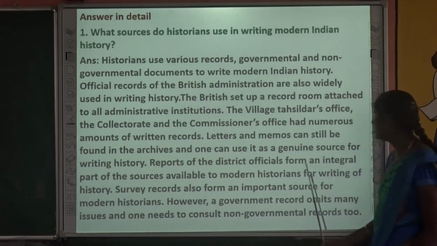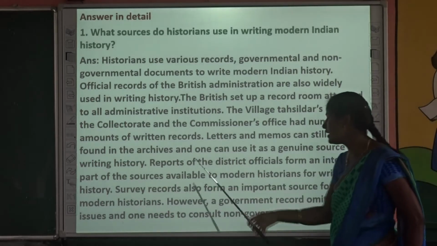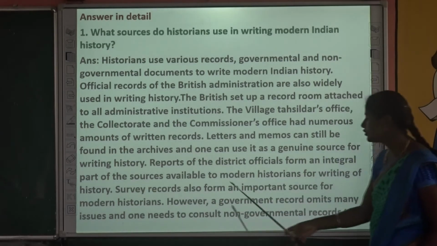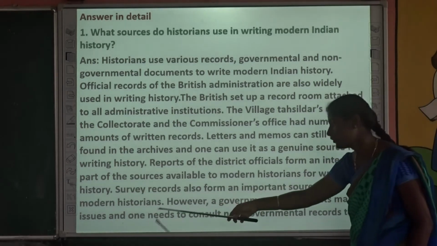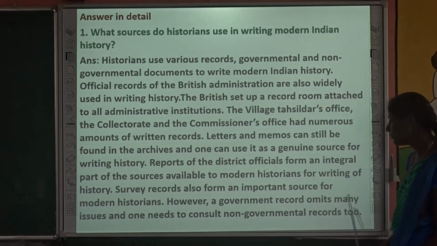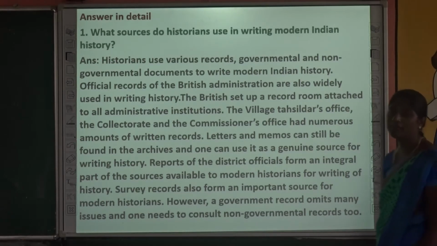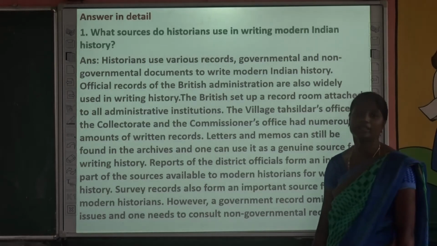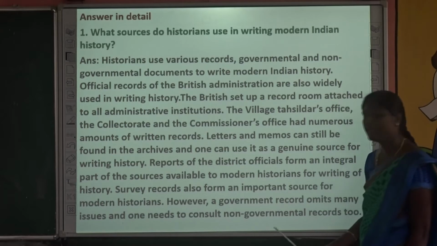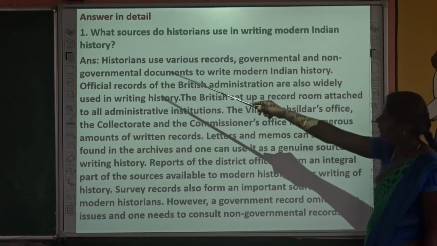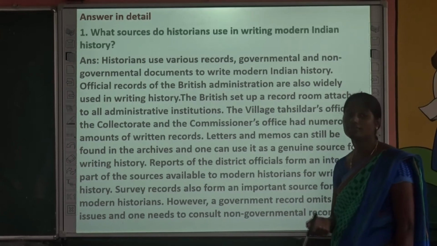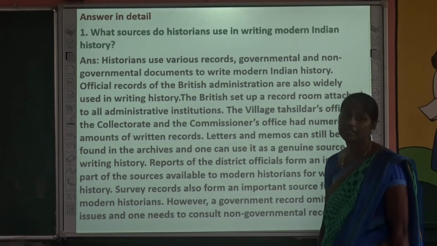Reports of the district officials form an integral part of the sources available to modern historians for writing histories. Survey records also form an important source for modern historians. However, a government record omits many issues and one needs to consult non-governmental records too. So there may be some gaps in the government records and we can use the non-governmental records also to write history. So this is which sources we use to write a history.